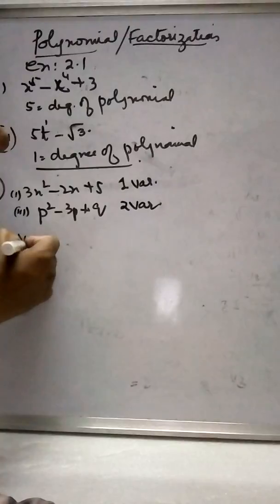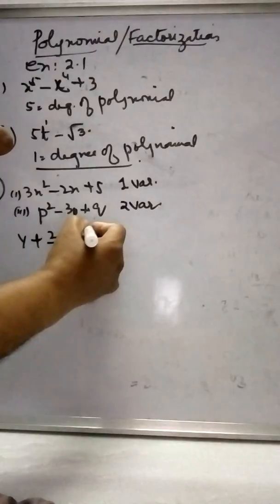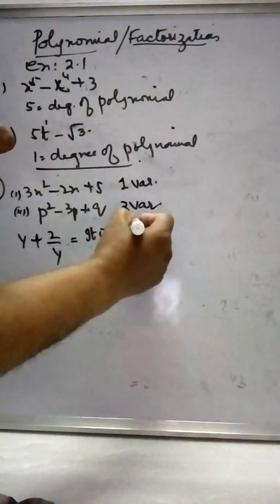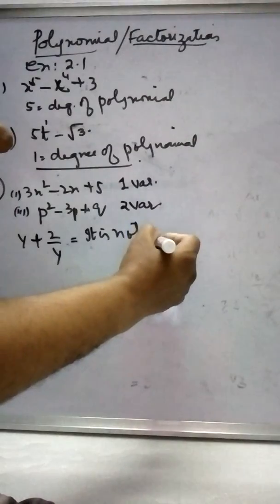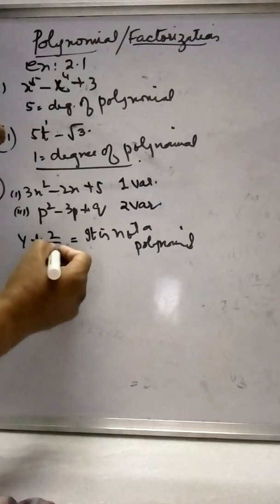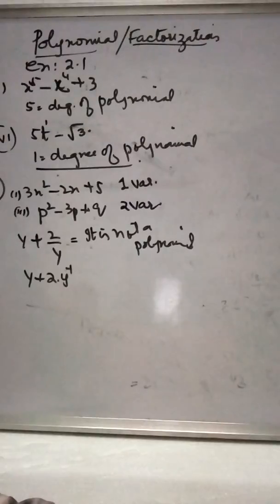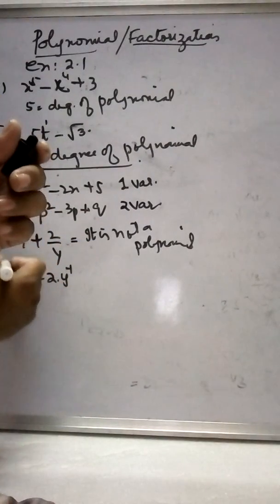Like you have y plus 2 by y. Here I can say that it is not a polynomial. See here, y plus 2 into 1 by y can be written as y to the power of minus 1. As I already told you, the power of a variable should not be a negative integer. It should be only positive integers, no fractions as well. So this is not a polynomial. Now next problem we'll see, we have one more.